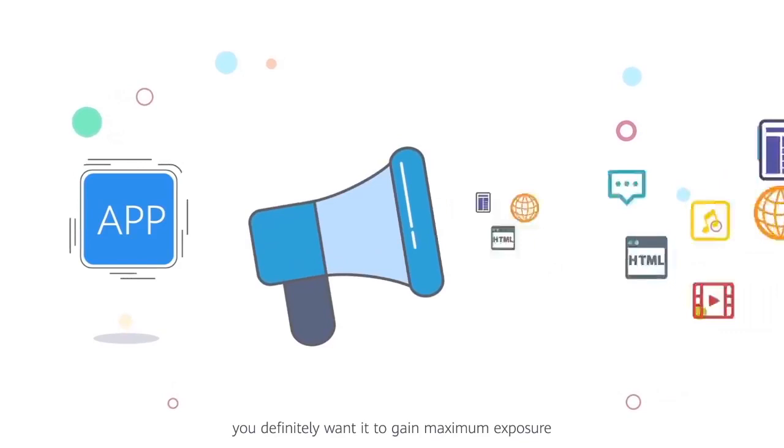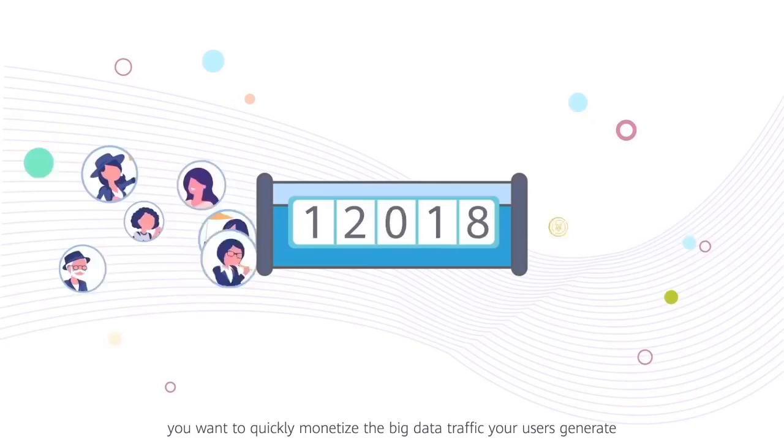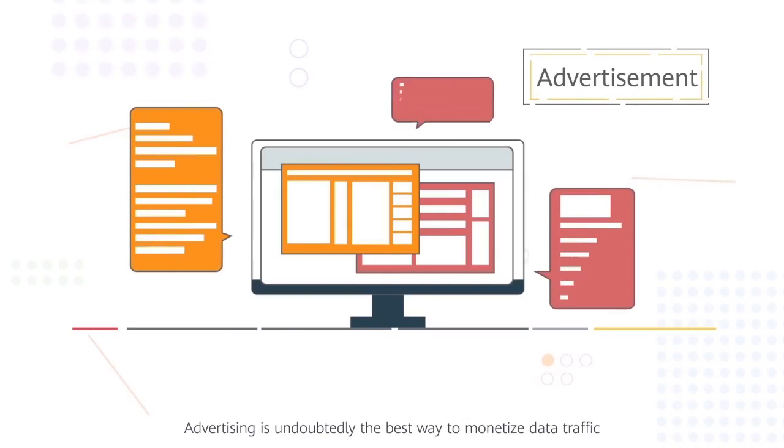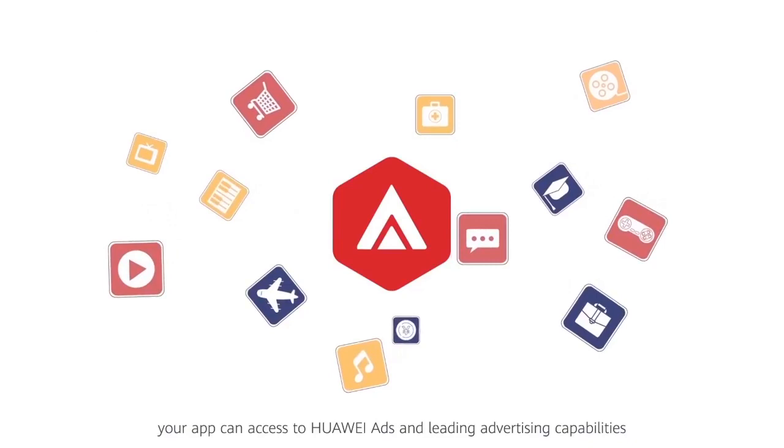When launching a new app, you definitely want it to gain maximum exposure. If your app has a large user base, you want to quickly monetize the big data traffic your users generate. Advertising is undoubtedly the best way to monetize data traffic and promote your app. By integrating Huawei Ads Kit, your app can access Huawei ads and leading advertising capabilities.